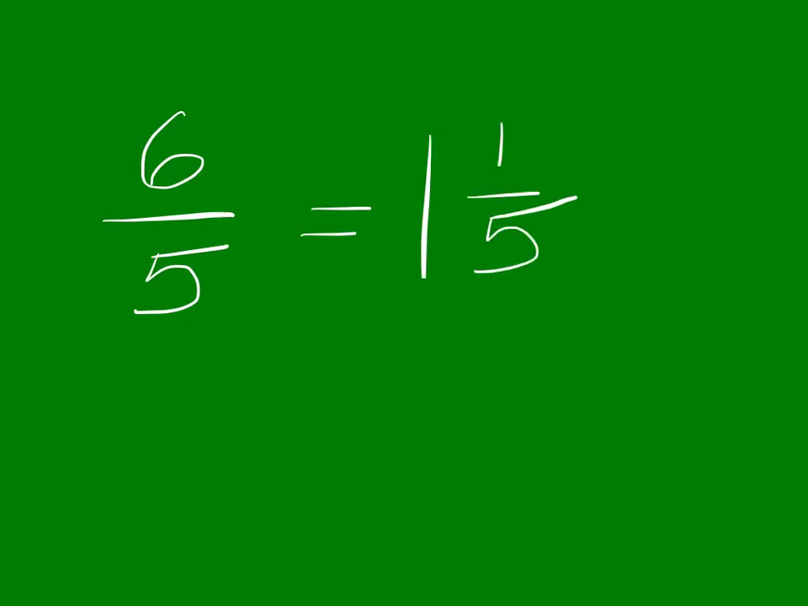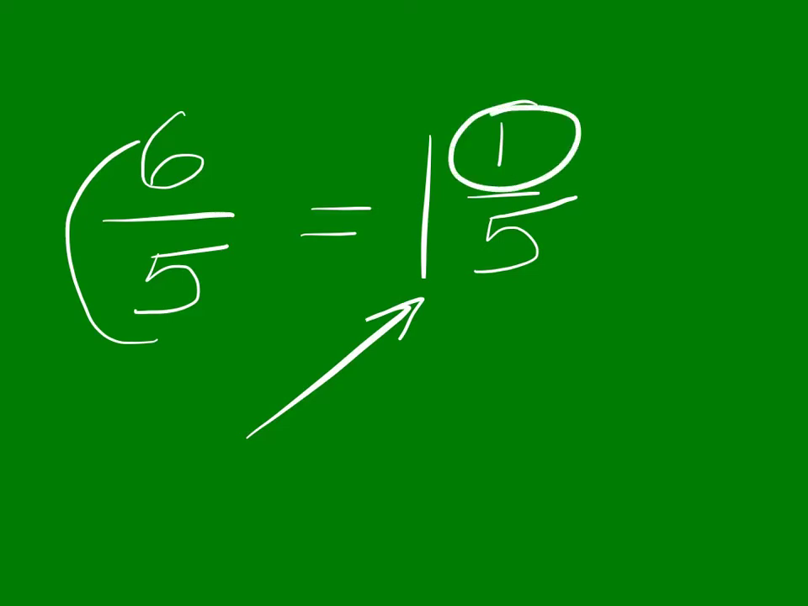What would 6 over 5 be? 1 1/5. 5 goes into 6 just once. That's where this comes from, and you have 1 left over. So put that there.